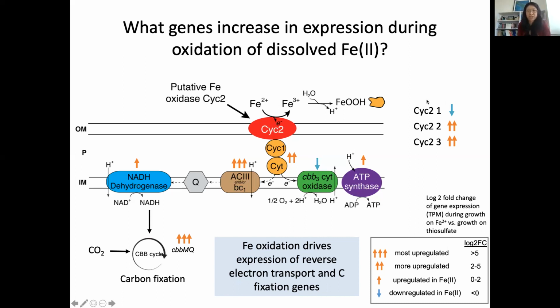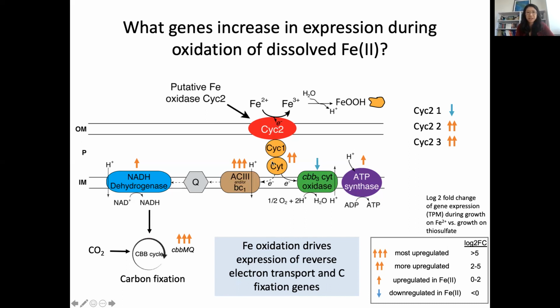I think it's almost constitutive. So it's always on and always high. But these other 2 copies go up on iron. And we think that's because, remember, there's not a lot of energy from iron. And so if you need to oxidize a lot of iron, you probably need to make a lot of iron oxidation proteins. And so that's what the additional copies probably are for. Oh, there's iron out there. I'm going to try to express more Cyc2 proteins.